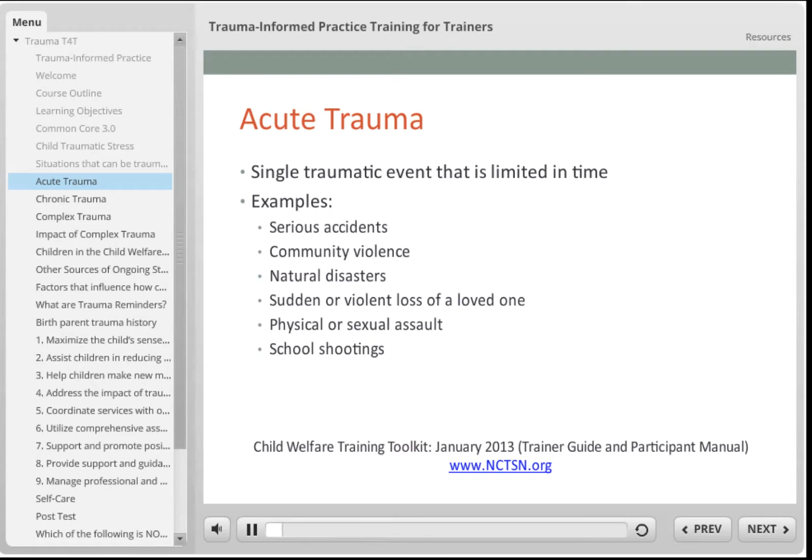A single traumatic event that is limited in time is called acute trauma. Some examples of acute trauma are serious accidents, community violence, natural disasters, sudden or violent loss of a loved one, physical or sexual assault, and school shootings. During an acute event, children go through a variety of feelings, thoughts, and physical reactions that are frightening in and of themselves and contribute to a sense of being overwhelmed.